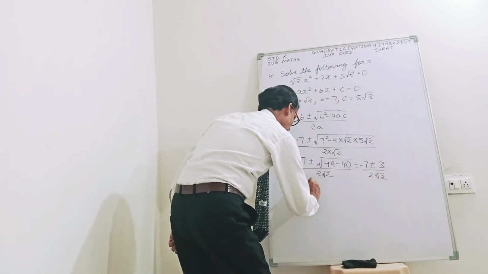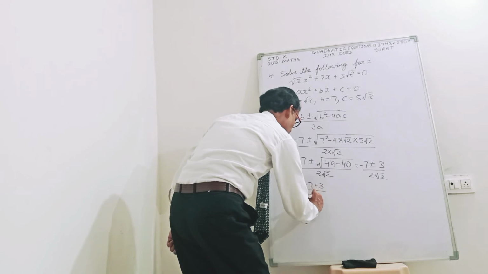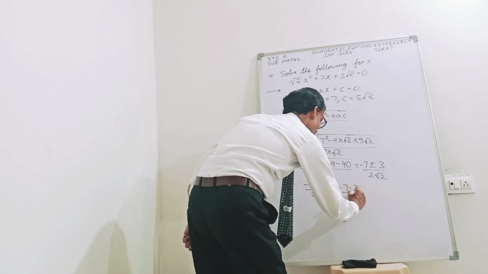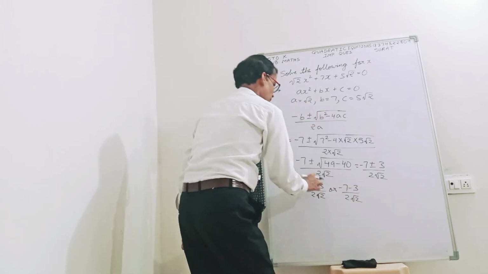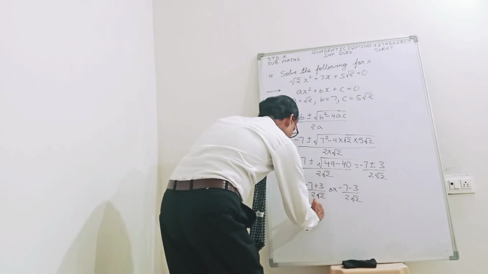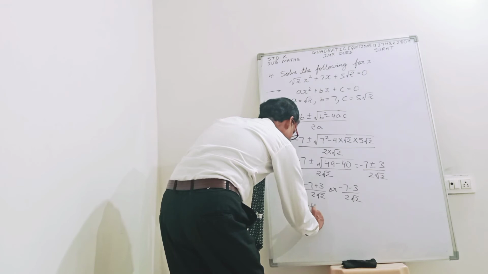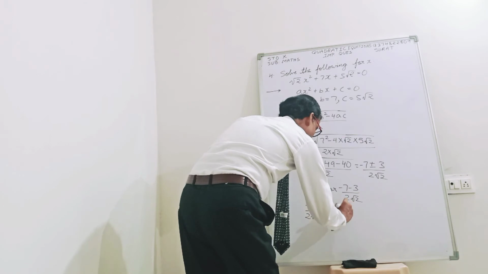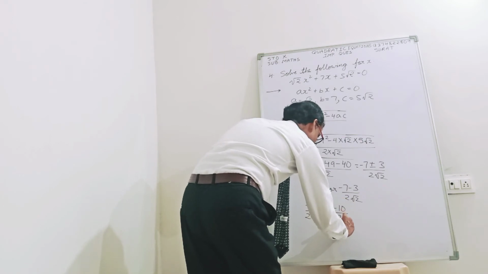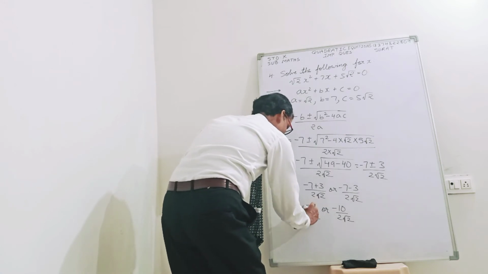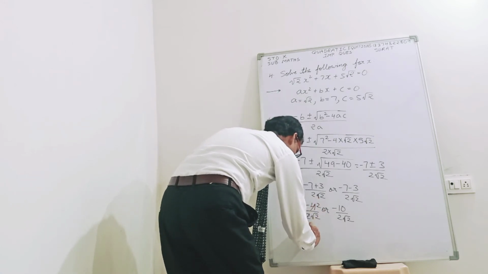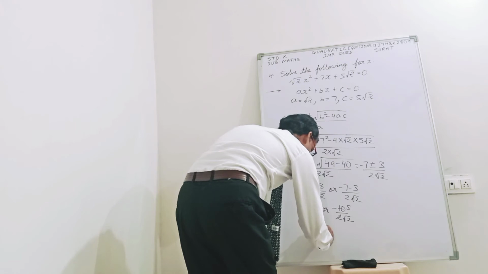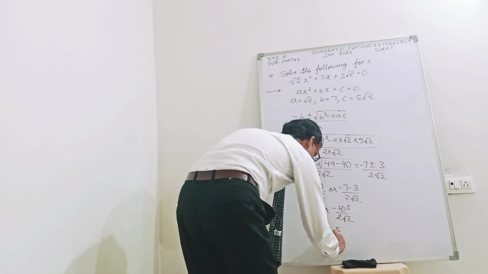So the roots are minus 7 plus 3 upon 2 root 2, or minus 7 minus 3 upon 2 root 2. Minus 7 plus 3, it is minus 4. Minus 4 by 2 root 2, or minus 7 minus 3 minus 10, minus 10 by 2 root 2. So 2 2s are, you get minus 2 by root 2, again 2 5s are, so this, or minus 5 by root 2.